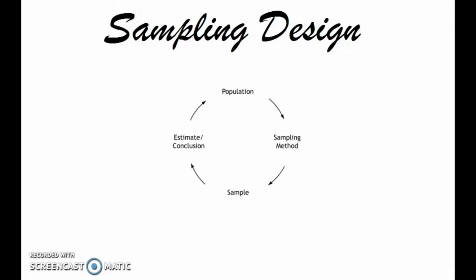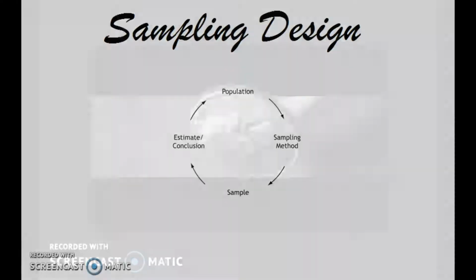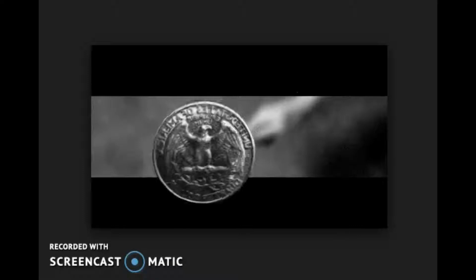Sampling methods and designs. This video deals with how I use sampling methods. We look at the sampling method cycle here. Population, you determine your sampling method, get your sample, and then draw your conclusions. That might lead you back to your population, and then choose a new sampling method, one that might work a little bit better.